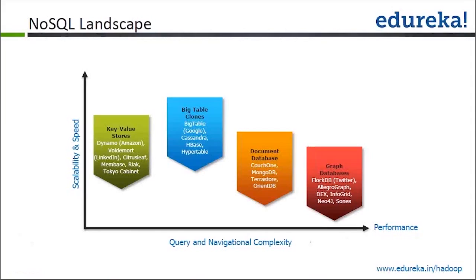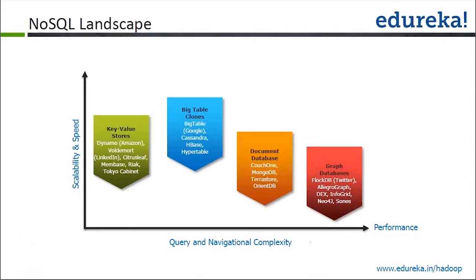Tokyo Cabinet is again a key value store, and you can do things like delete and retrieve based on the key value. The only thing is, this whole thing is implemented in C++, so you have a performance benefit with using that. So that's all for the key value store kind of implementations. HBase gets its influence mainly from Amazon DynamoDB.